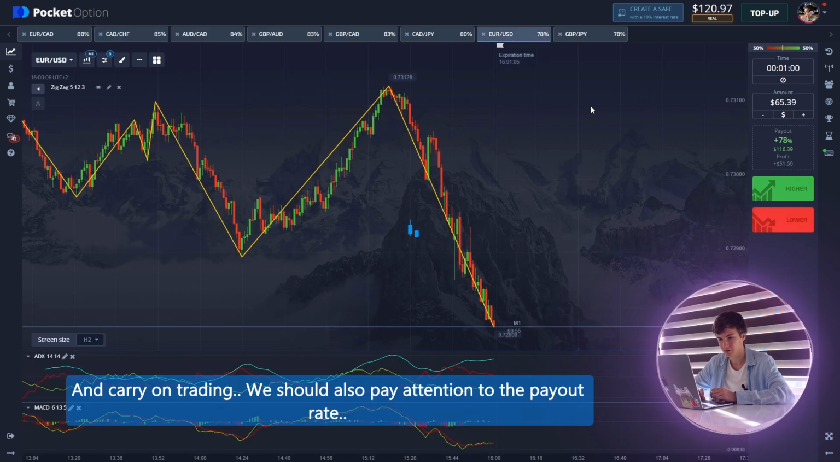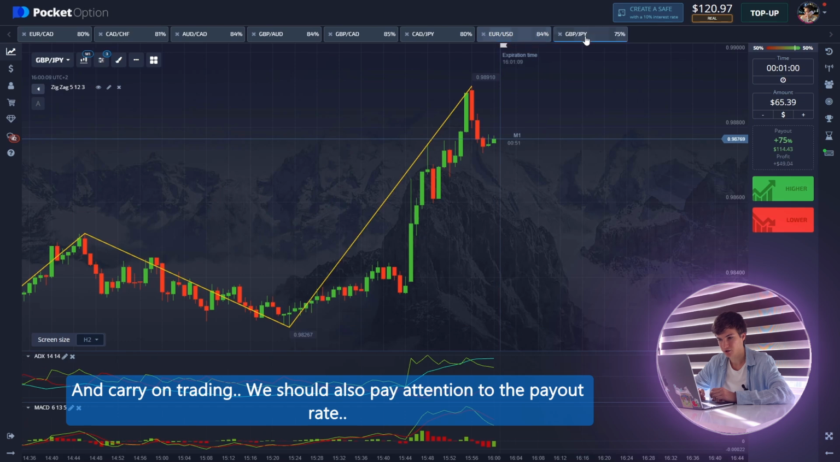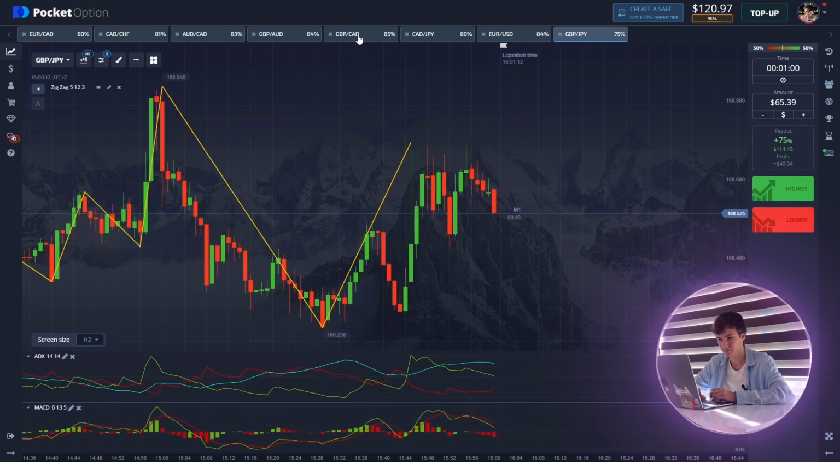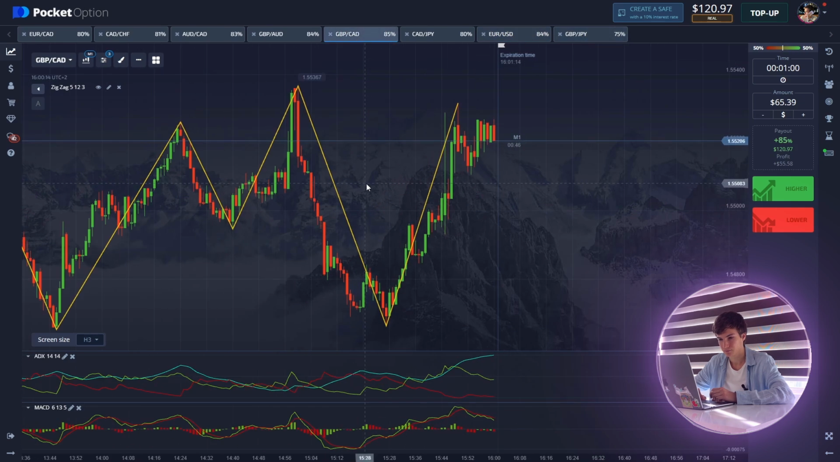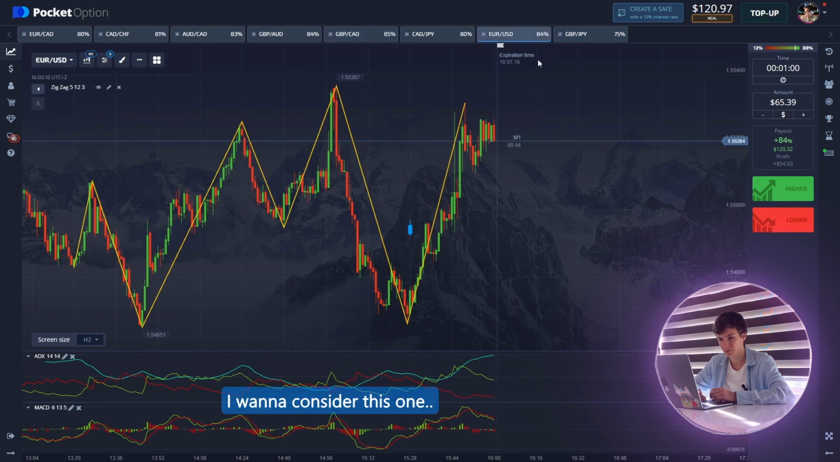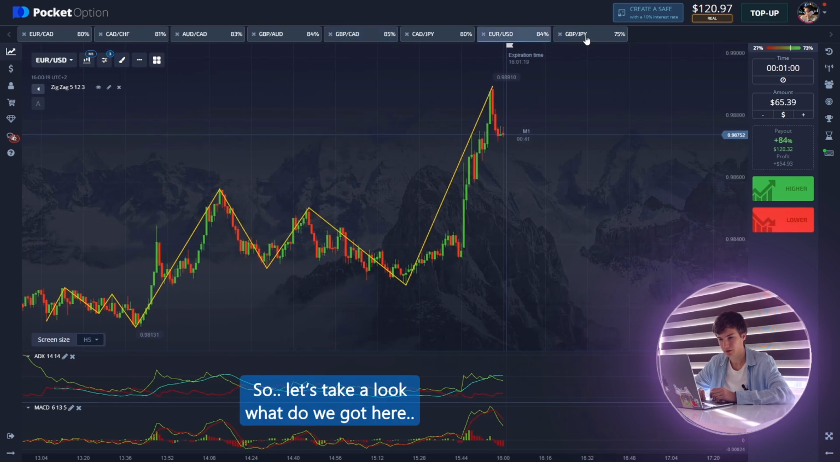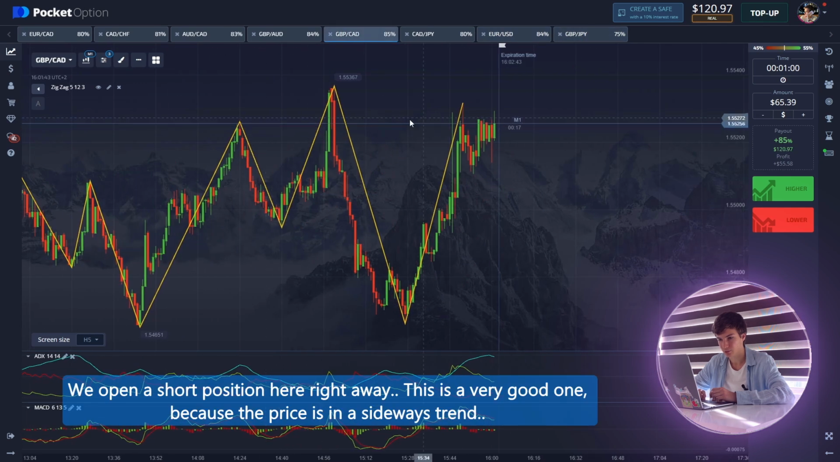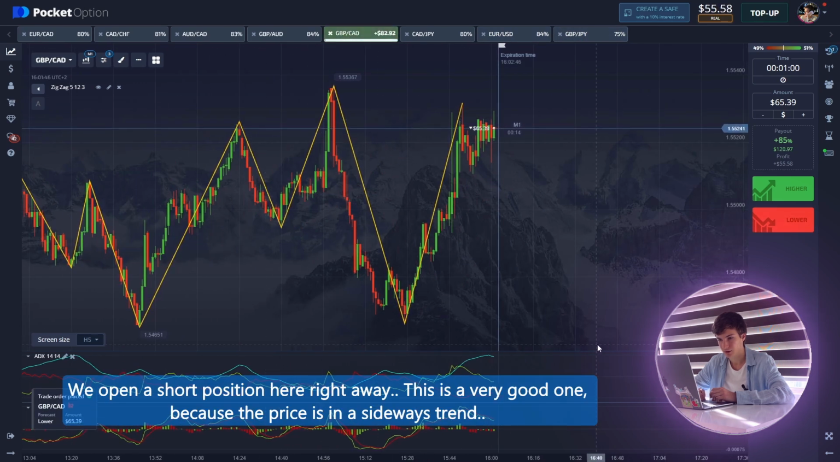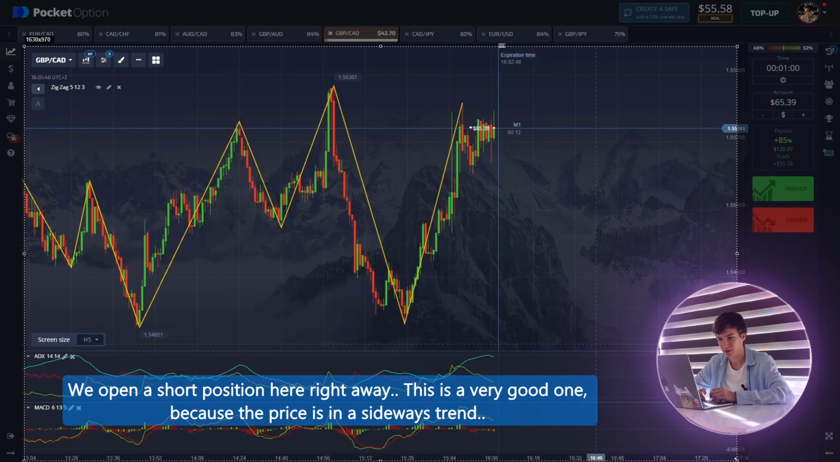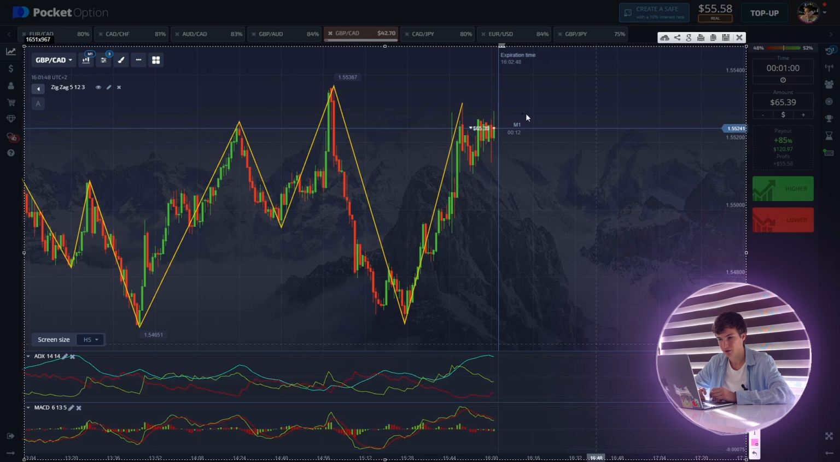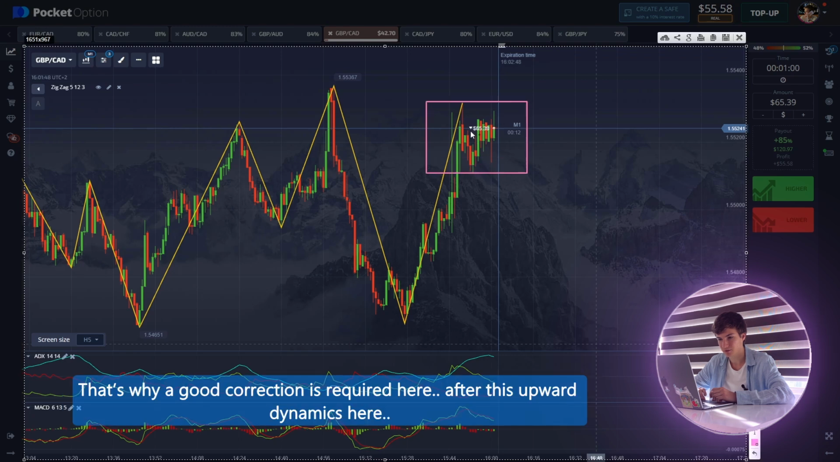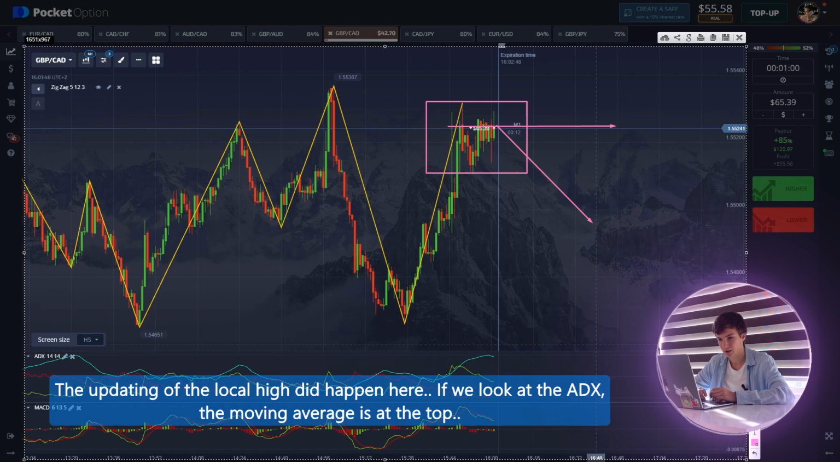In the current trading, we should also pay attention to the paid out rate. I want to consider this one. So let's take a look at what we got here. We open a short position here right away. This is a very good one, because the price is in a sideways trend. That's why a good correction is expected here. After this downward dynamic here, the updating of the local high did happen.